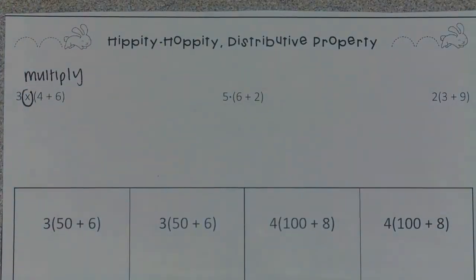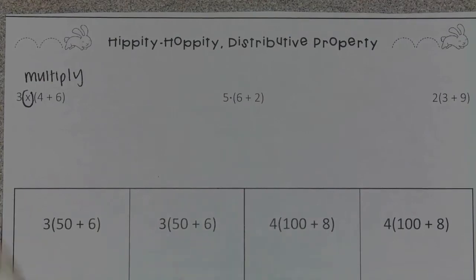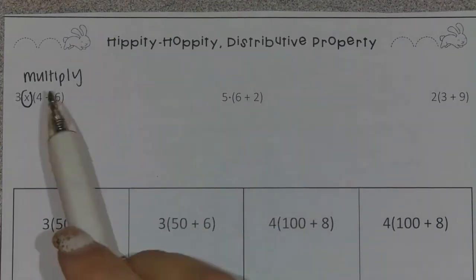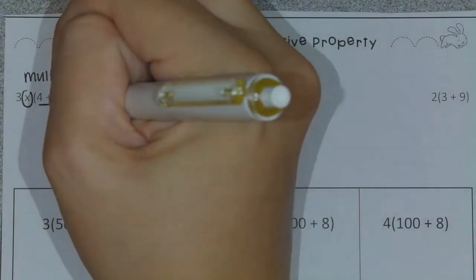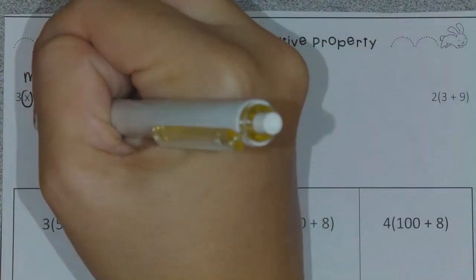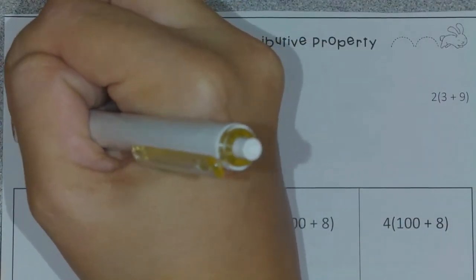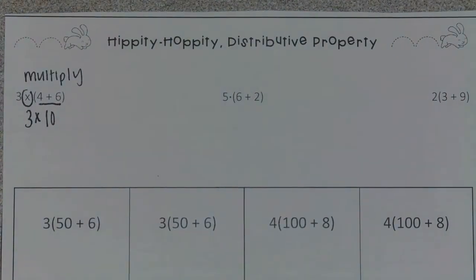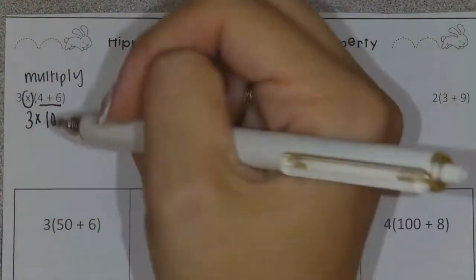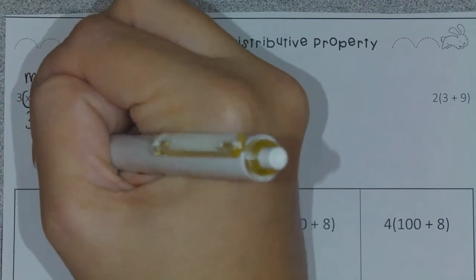So my first step, if I was going to follow order of operations, I have to do all of the grouping first. So inside of my groups, I have 4 plus 6, which would give me 10. And then I copy down everything that I didn't use. So that would be the 3 and the multiplication symbol. And then my next step is 3 times 10, which gives me 30.